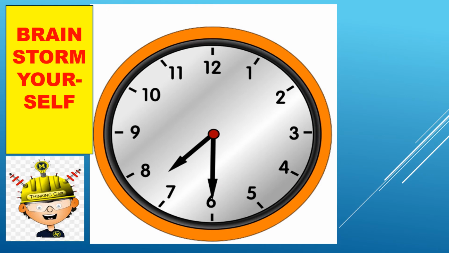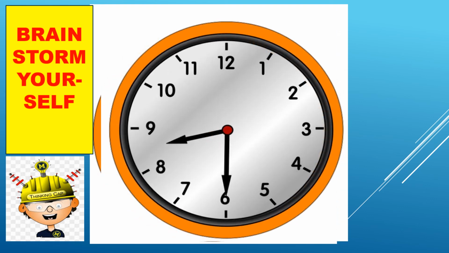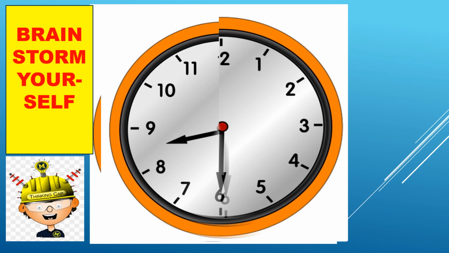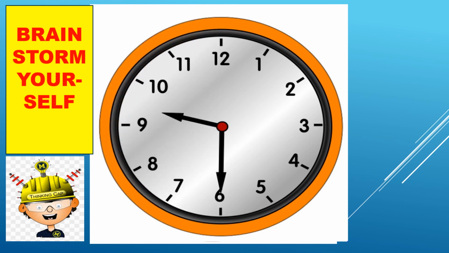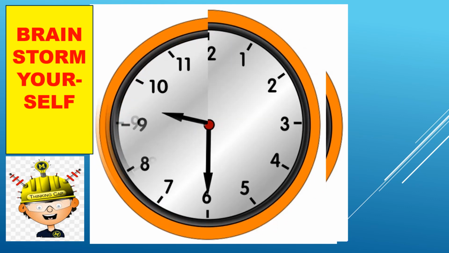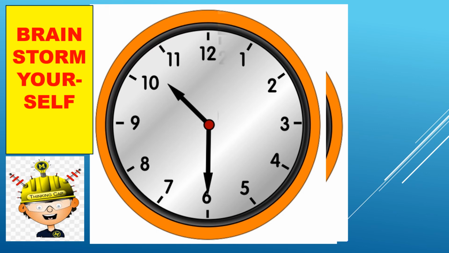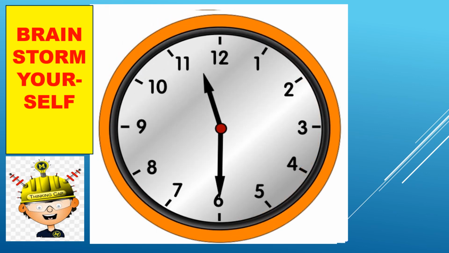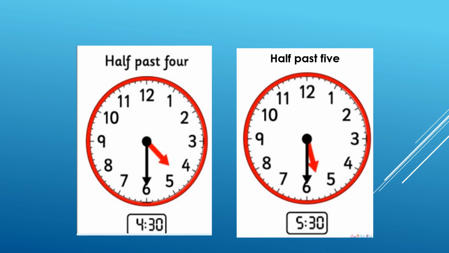Now brainstorm yourself. What is the time shown by this clock? It's 7:30, 8:30, 9:30, 10:30, 11:30. I hope you all have now well understood the concept of half past hour.